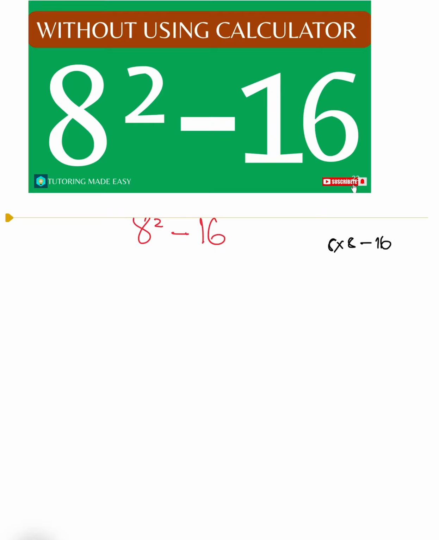But we're going to learn another method known as the difference of two squares. We're going to use that method instead of the 8 times 8 minus 16. Now, this is very simple. What if you have 8 to the power of 10 minus 16? Then you can't do that. It's going to be very tedious. But a quick way to do that is using the difference of two squares.